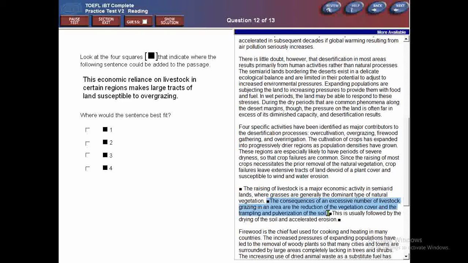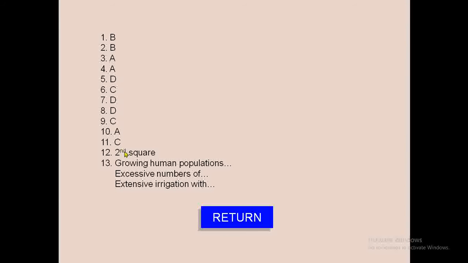This is usually followed by the drying of the soil and accelerated degradation. Also, this is the last sentence and it is our concluding sentence, so no supporting illustration is needed. So for our first question, I think choice 2 will be the correct answer. Now let's check the answer for question two.